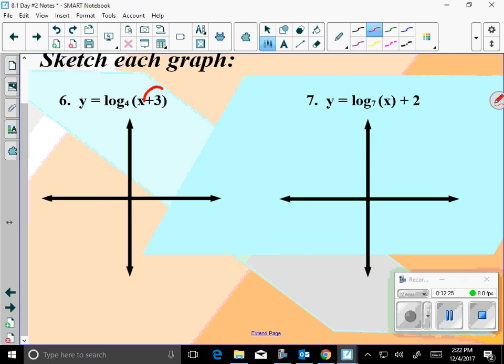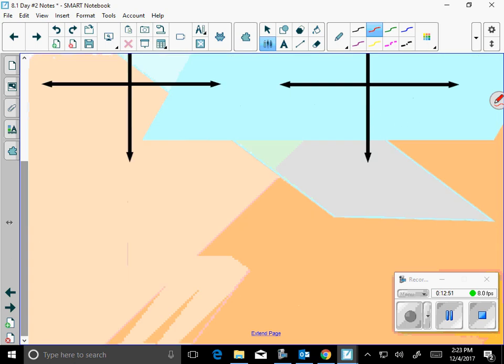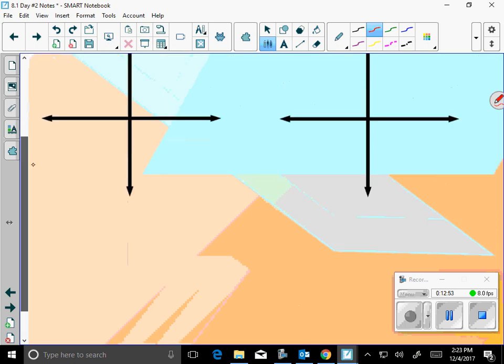Alright, so what is this +3 mean to our function? Yeah, left 3, right? Horizontal shift left 3. So if we graph this and then shifted it left 3, we should be right on par, right? So first what I would do is I would draw the table of values for y equals 4 to the x.